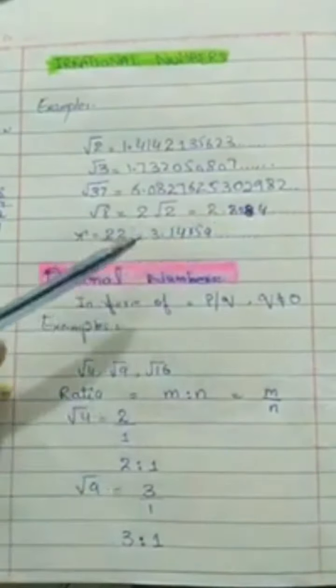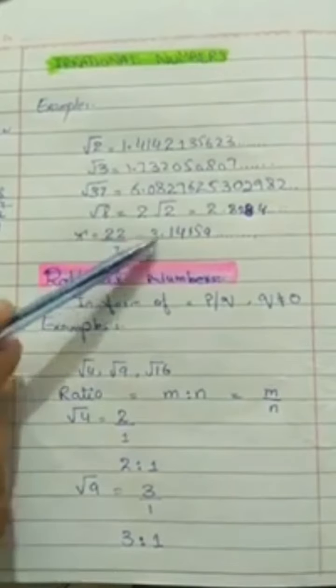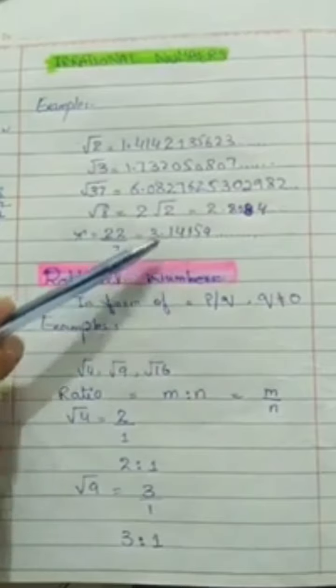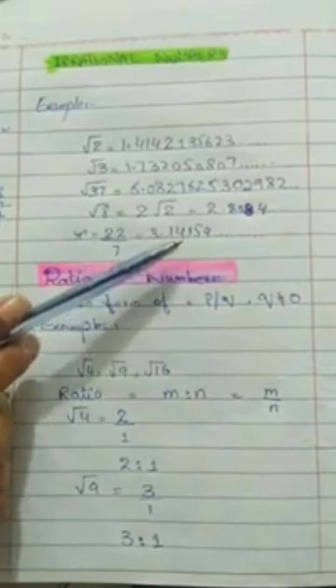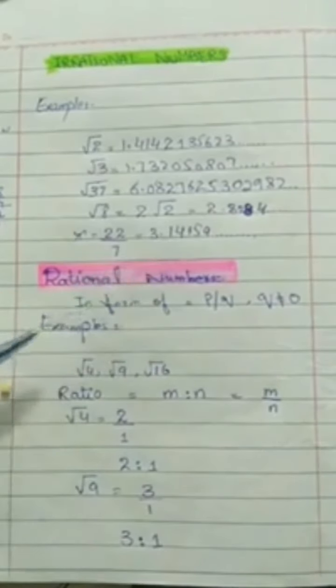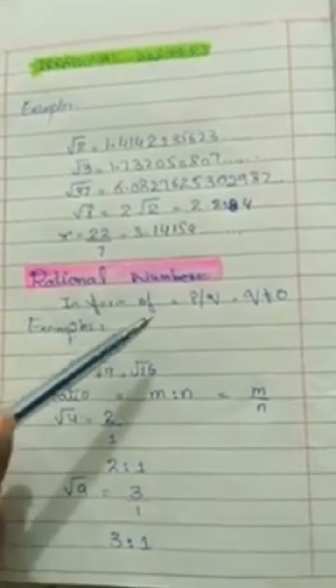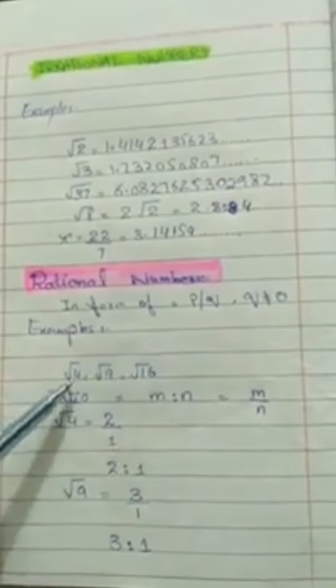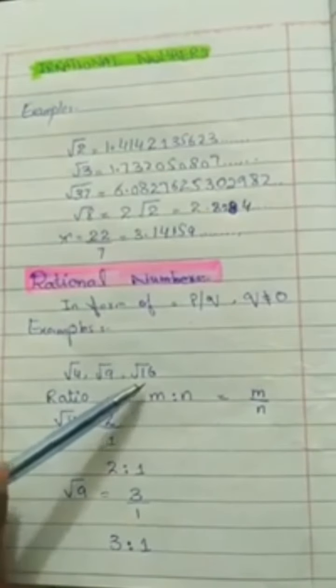Pi is equal to 22 by 7. 22 by 7 is 3.14 and so on. This is an infinite value and not written in the form p by q. A rational number can be written in the form p by q, with q not equal to 0. For example, under root 4, 9 and 16.